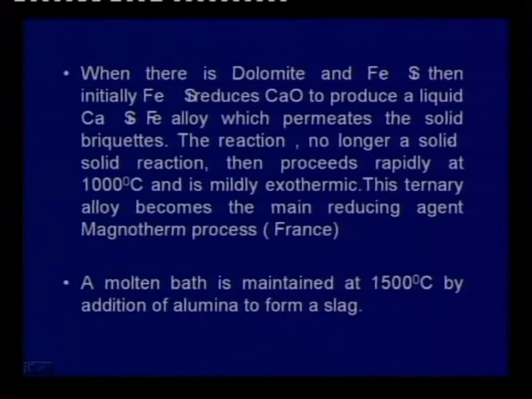An advancement of this process is where we make everything molten by having a bath at 1500 degrees centigrade by addition of alumina to form a slag. It is called the electrothermic process.